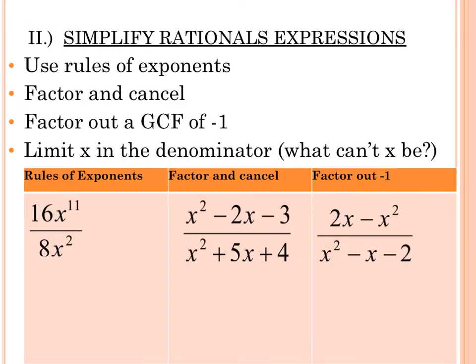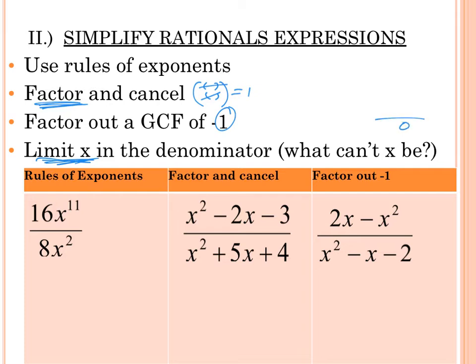When we simplify, you need to remember your rules of exponents. It's going to be a lot of factoring, and then canceling. Remember, when you have the same thing on top and bottom, it really equals 1. You may have to factor out a -1, and then this is going to be new. We're going to limit x because we can't have a 0 in our denominator, so we don't want x to make it happen.